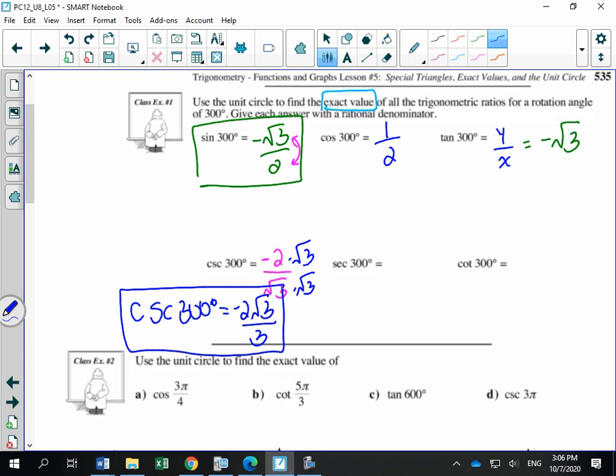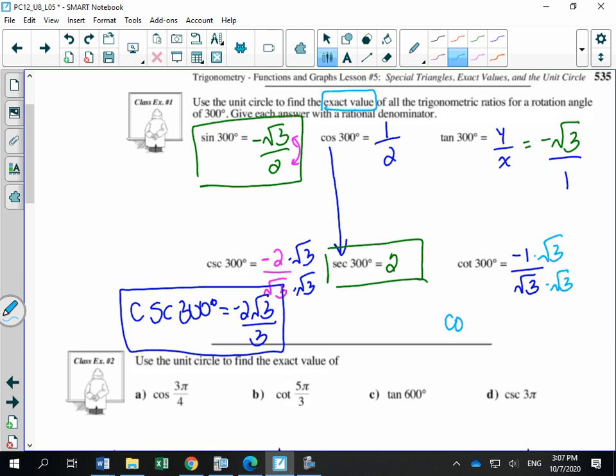The secant of 300, secant is the reciprocal trig ratio for cos. If the cos of 300 is 1 over 2, the reciprocal of that is 2 over 1, which is simply just 2. The tan of 300 degrees is negative root 3 over 1. So the cotan is going to be the reciprocal. So that's going to be 1 over root 3. I'm going to put my negative up here because I need to rationalize the denominator. So I'm going to times this by root 3, and I'm going to times this by root 3. And the cotan of 300 degrees is equal to negative root 3 over 3.